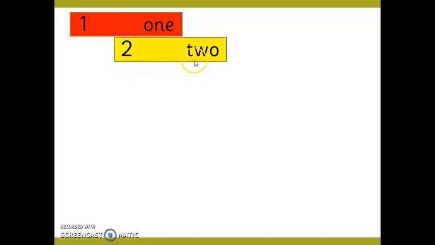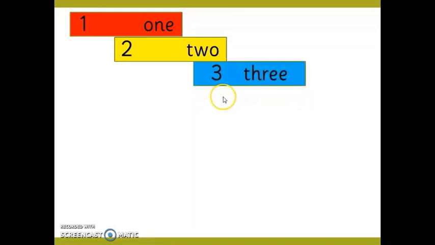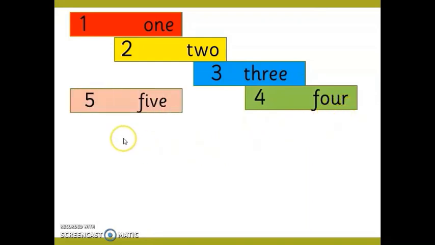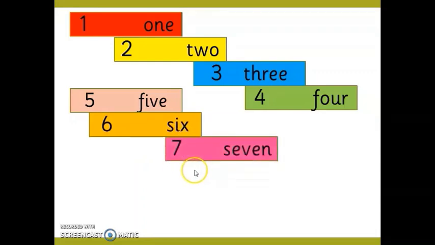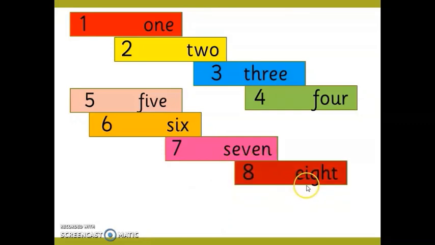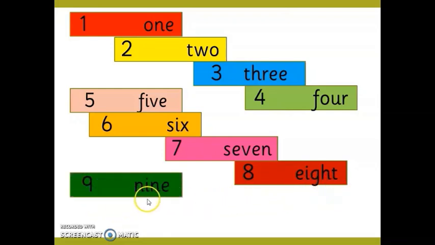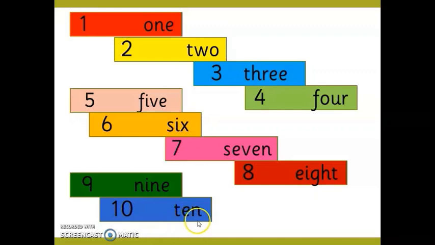After 1, we have 2, T-W-O, 2. 3, T-H-R-E-E, 3. 4, F-O-U-R, 4. After 4, we have 5, F-I-V-E, 5. Then 6, S-I-X, 6. 7, S-E-V-E-N, 7. Then 8, E-I-G-H-T, 8. 9, N-I-N-E, 9. And our last number, 10, T-E-N, 10.